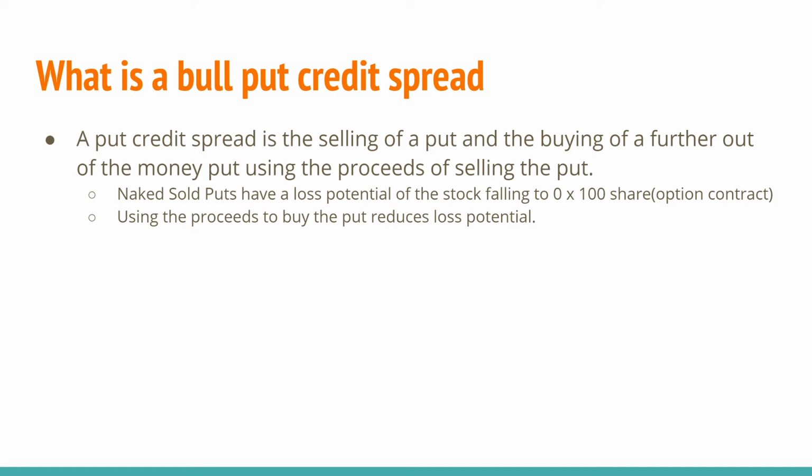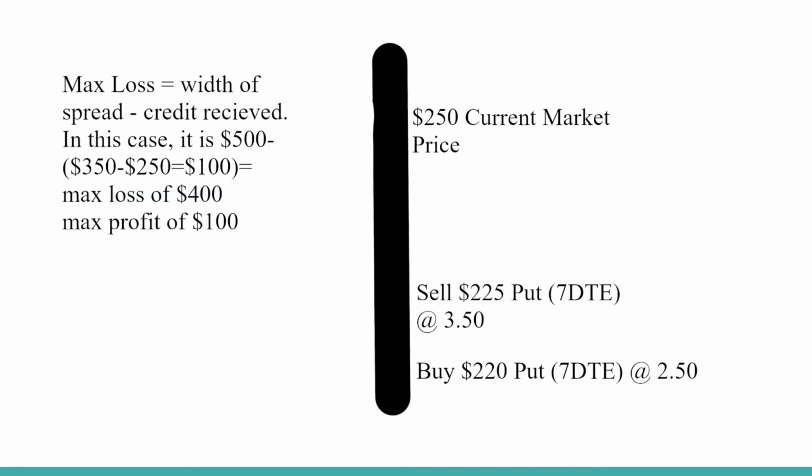So we're going to say there's a certain price it can't go below, and we're going to create a credit spread down there. A put credit spread is the selling of a put, and you buy a further out of the money put using the proceeds of the first put. Usually naked sold puts have a loss potential of the stock falling to 0 times 100 shares because it's an options contract, but you're going to use the proceeds to reduce loss potential. I'll show you what that looks like.